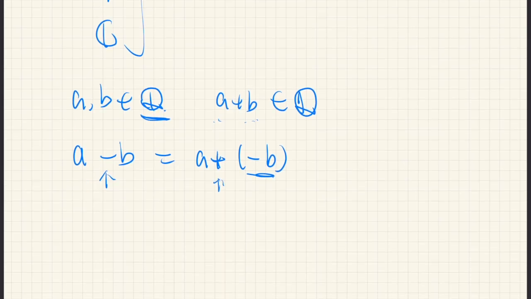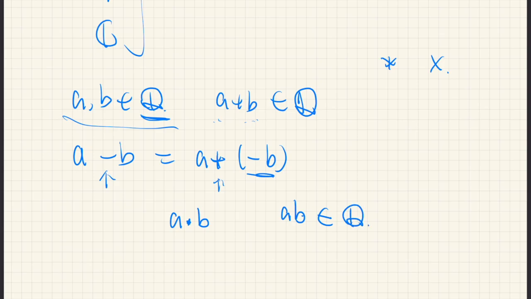Similarly, A times B. By the way, multiplication is written in many different ways. Sometimes we use a dot, sometimes a star, sometimes a cross. And sometimes we just write AB without any symbol in between. Anyway, if A and B are rational numbers, then AB is also rational. It cannot be irrational. Therefore, the set of rational numbers is closed under multiplication.